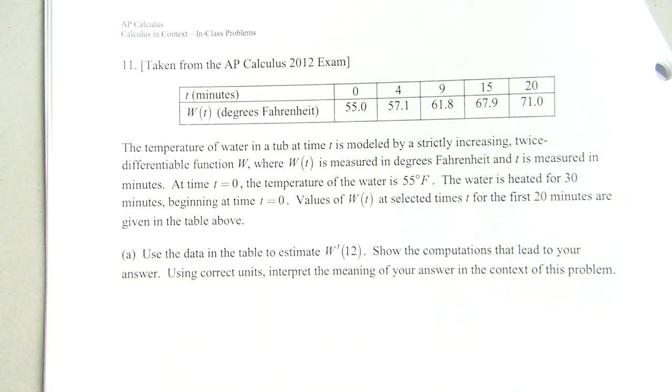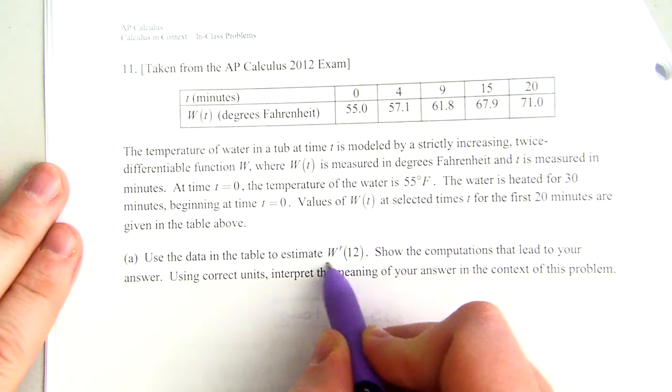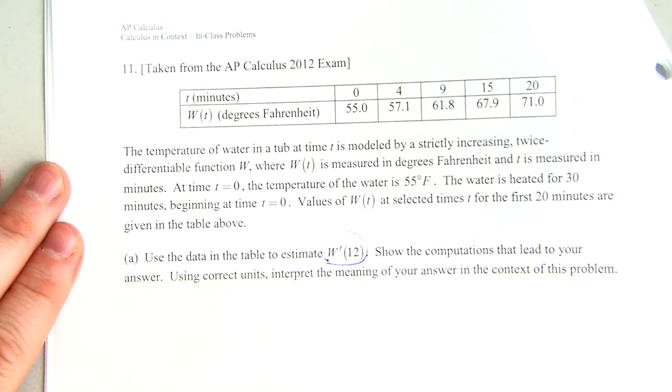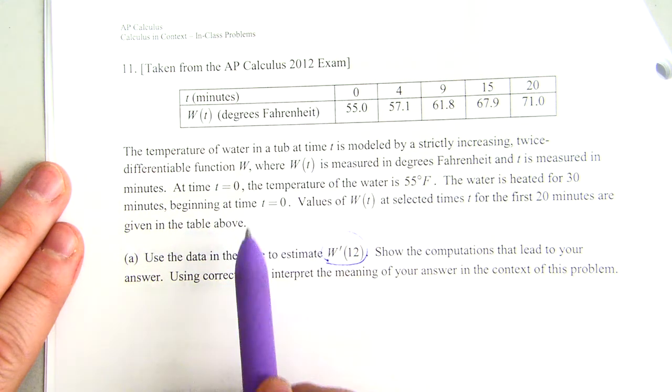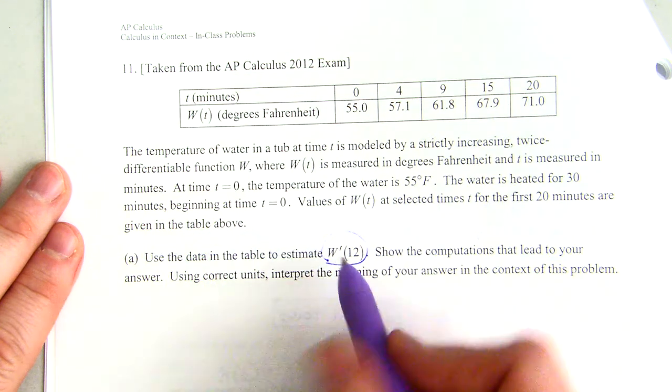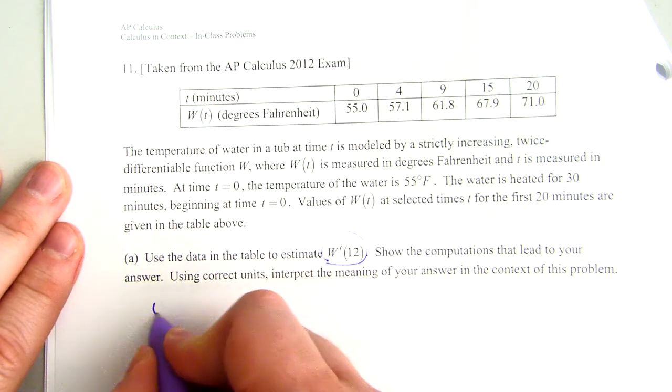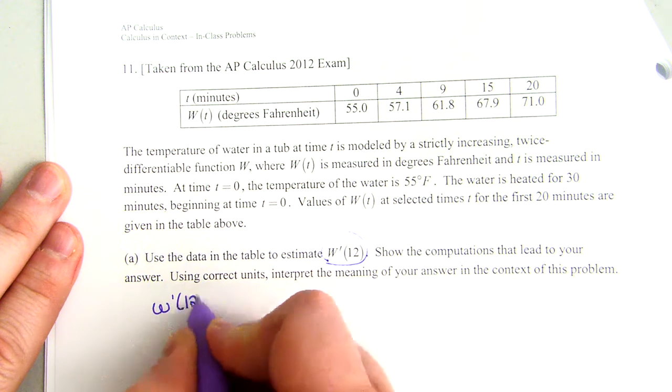Okay, so we've got to be able to do these calculus and context problems from formulas and stuff, but we also need to be able to work with them from tables of values, which is what's going on here. I think a few weeks ago I gave you a cumulative review where we reviewed how to do derivatives from tables of values. That's what we're going to deal with now. First of all, T is the time, W is the temperature of the water. I want to first estimate W prime of 12.